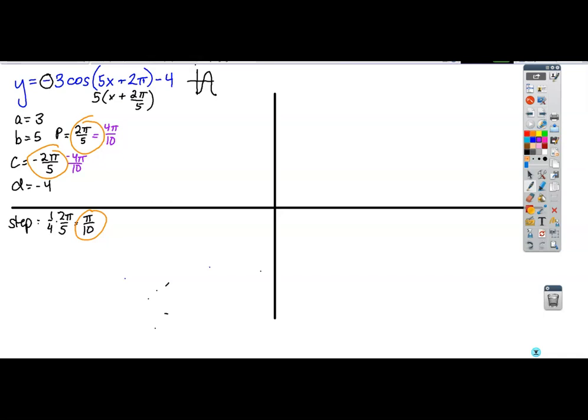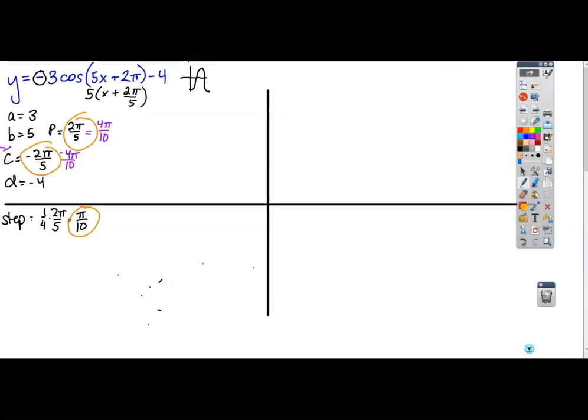So I'm going to start with my phase shift first. My phase shift is going left 4 of these pi over 10. So 1, 2, 3, 4. Pi over 10 is the beginning of my period. And then from there, I'm going to go my full period. 1, 2, 3, 4. Oh, that happens to land on 0. How nice is that? So each pi over 10 is my step.